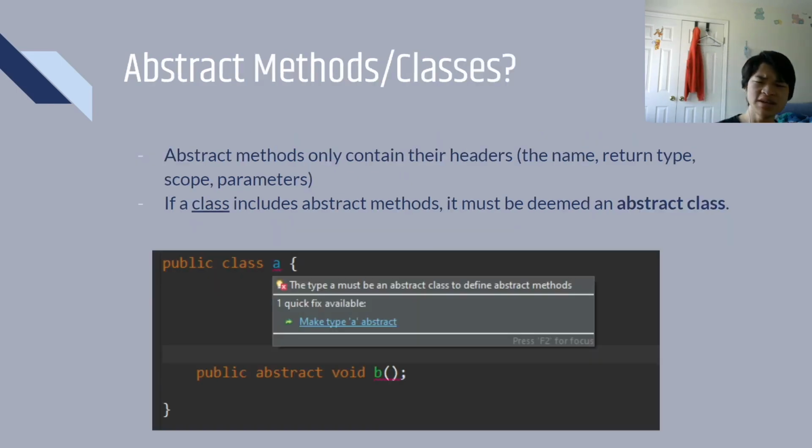So this is an abstract method down here in the picture, and abstract methods only contain their headers. As you can see here, they only contain the name, return type, scope, and parameters. In this case, the abstract method is the method called b. If a class uses abstract methods, then it must be deemed as an abstract class. This means that no class can have abstract methods unless it is itself an abstract class.